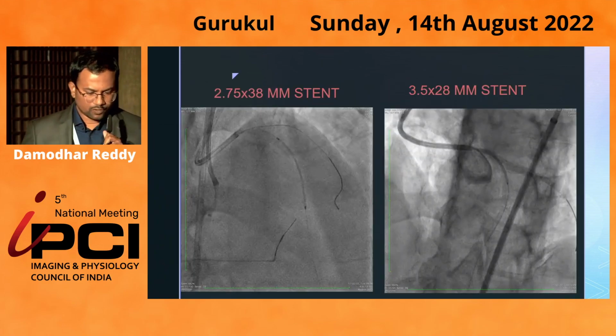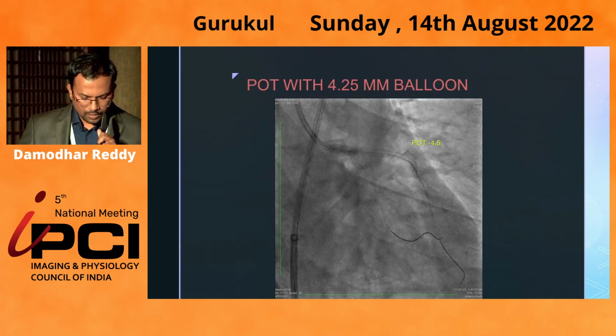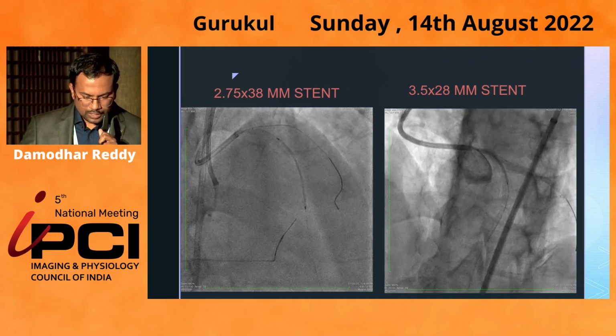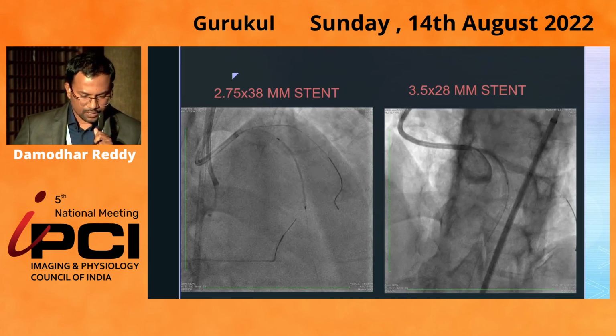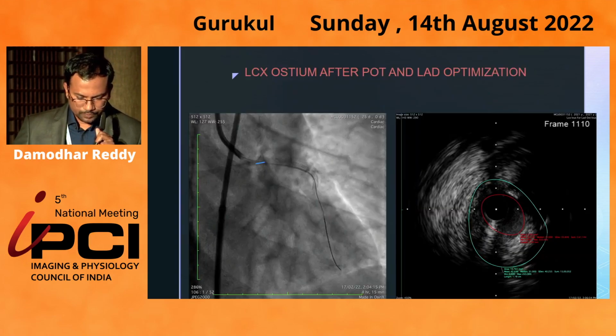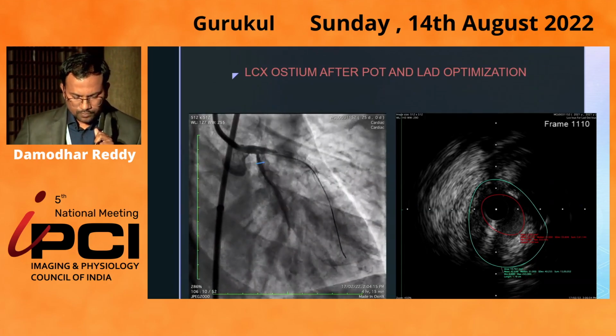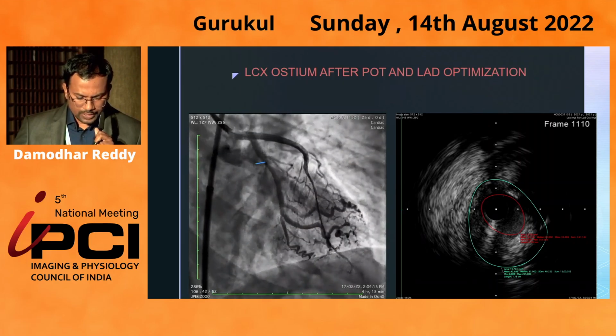So we took a 2.75 by 38 mm stent from proximal to mid LAD, and LMCA we did with 3.5 by 28 mm stent till covering the ostium, because there was LMCA hematoma. We wanted to cover till the ostium. So later POT was performed with 4.25 mm balloon, but LCX ostium seems to be compromised. You can see here, because that hematoma might have compromised the LCX ostium.